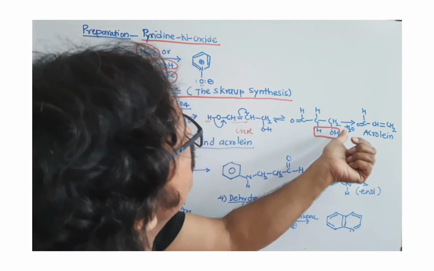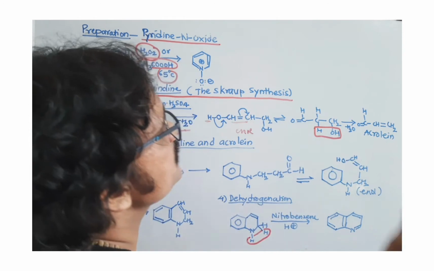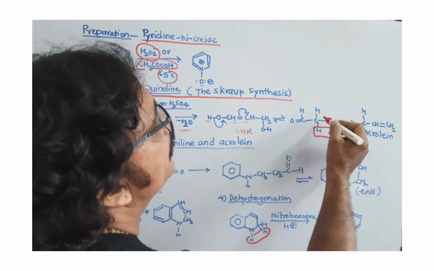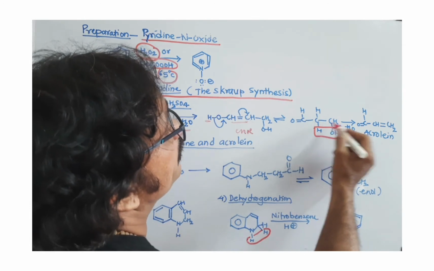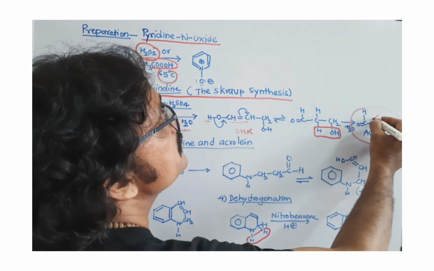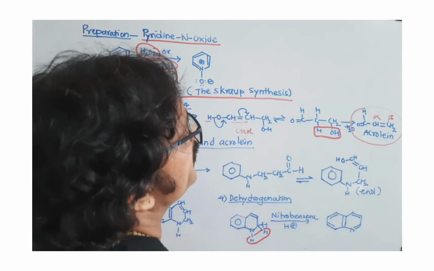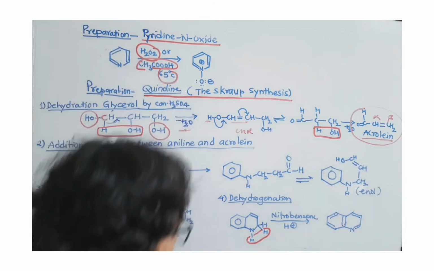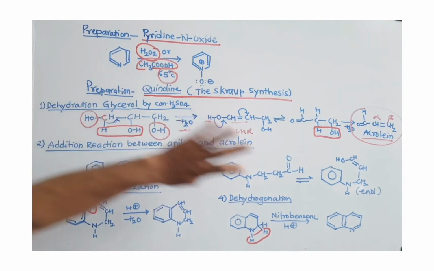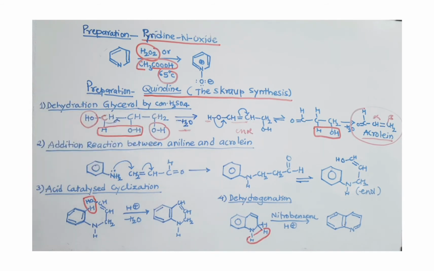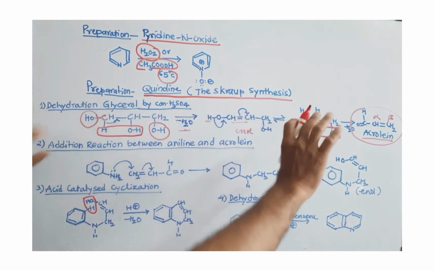Now again, one more water molecule is removed. This time OH is taken from this terminal carbon and H is taken from this middle carbon, and putting a double bond there. So you get here this alpha-beta unsaturated aldehyde. This alpha-beta unsaturated aldehyde is called acrolein. In fact, we have prepared acrolein from glycerol by dehydration using concentrated sulfuric acid. So this is our first step.